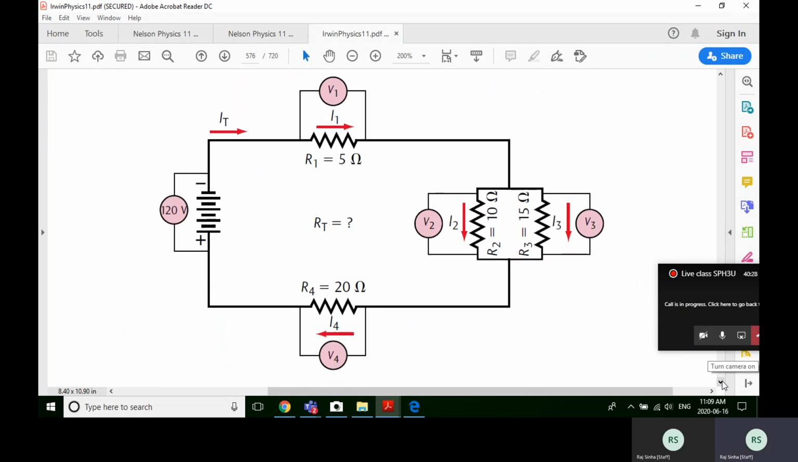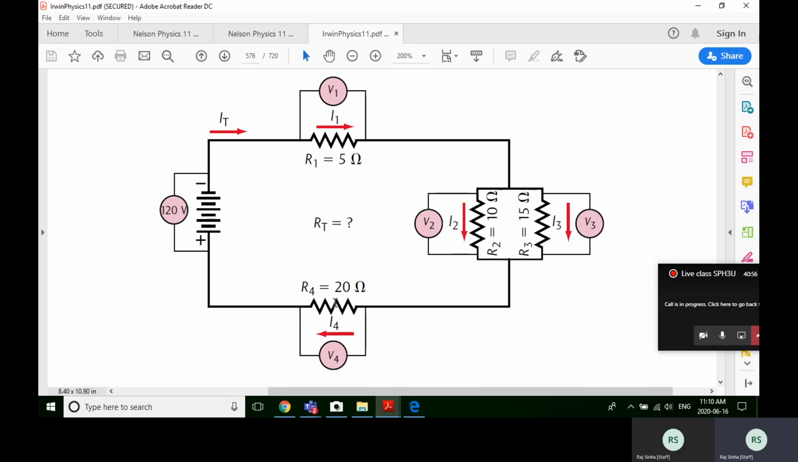Okay, so notice that I have my four resistors, R1, R2, R3, and R4. R1 is 5 ohms, R2 is 10 ohms, R3 is 15 ohms, and R4 is 20 ohms. So those are my 4 resistors. The question is asking me a number of things. It is asking me what is the current going through each of these resistors.